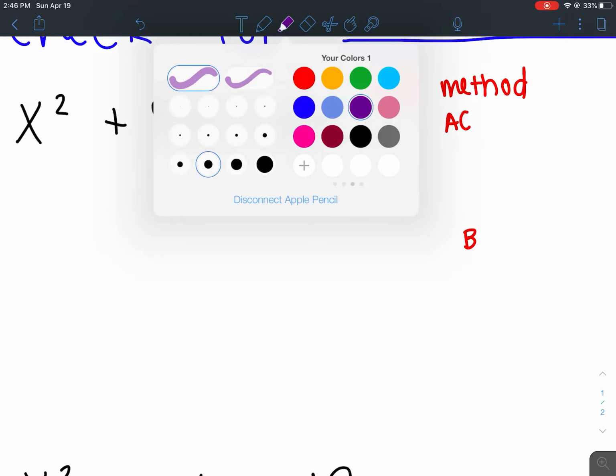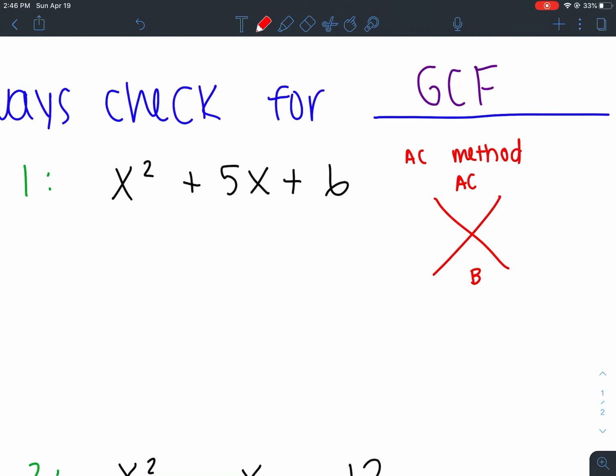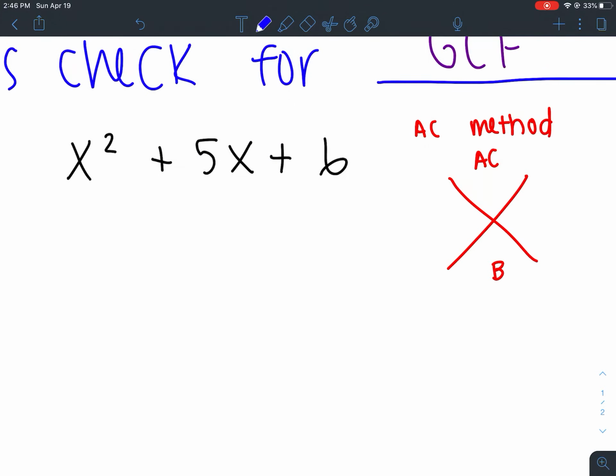Now, you want to draw your X big enough so that you can write some numbers inside of it. It is called the AC method because we need to use the A and the C to help us factor this trinomial here. So, we're going to go ahead and identify A, B, and C. What is our A for this trinomial? Remember, the A is attached to the x squared.